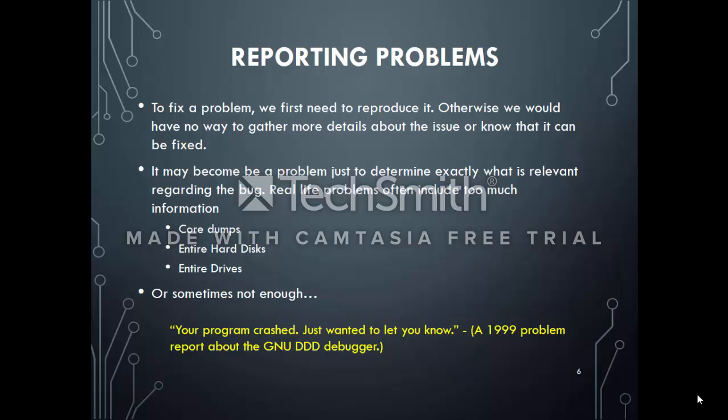To fix a problem, we first need to reproduce it. Otherwise, we have no way to gather more details about that issue or know that it can even be fixed. It may become a problem just to determine exactly what is relevant regarding the bug. Real-life problems often include too much information in the form of core dumps, entire hard disks, or entire drives. And sometimes not enough, like in this example, the 1999 problem report about the GNU DDD debugger, which just stated, your program crashed, just wanted to let you know.